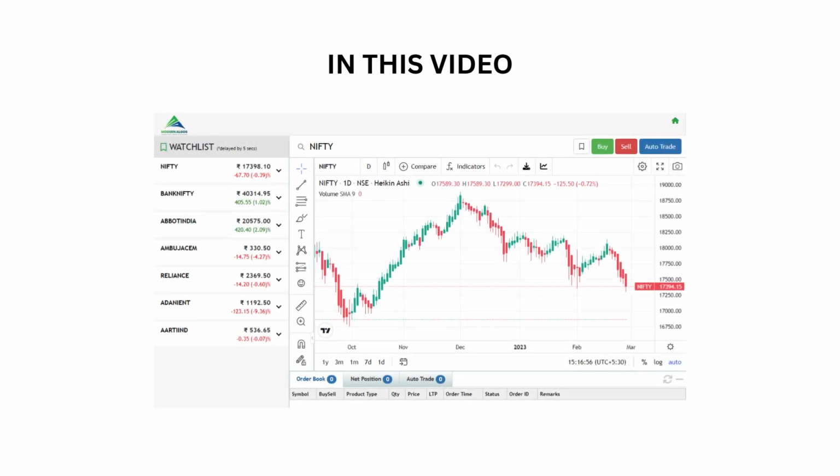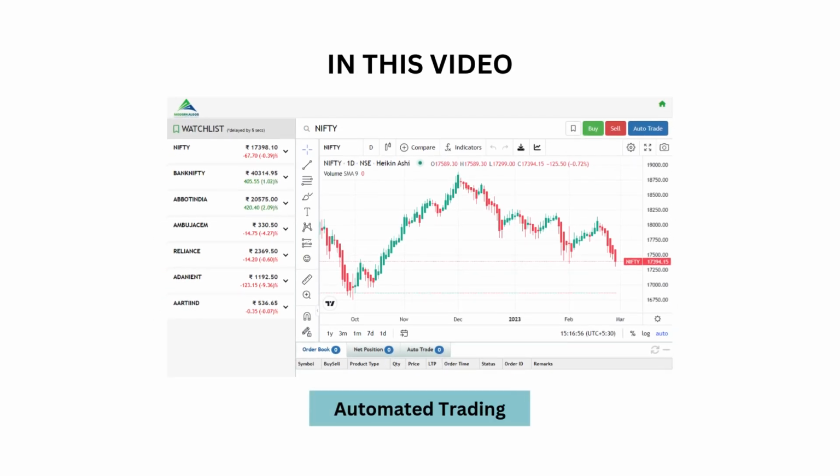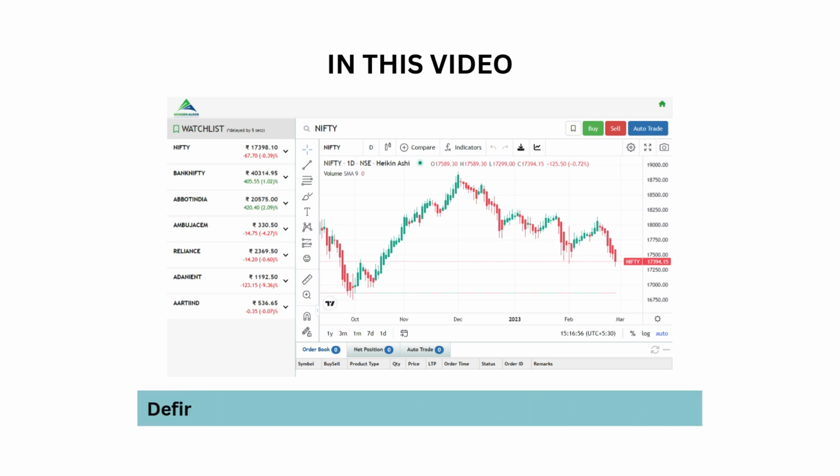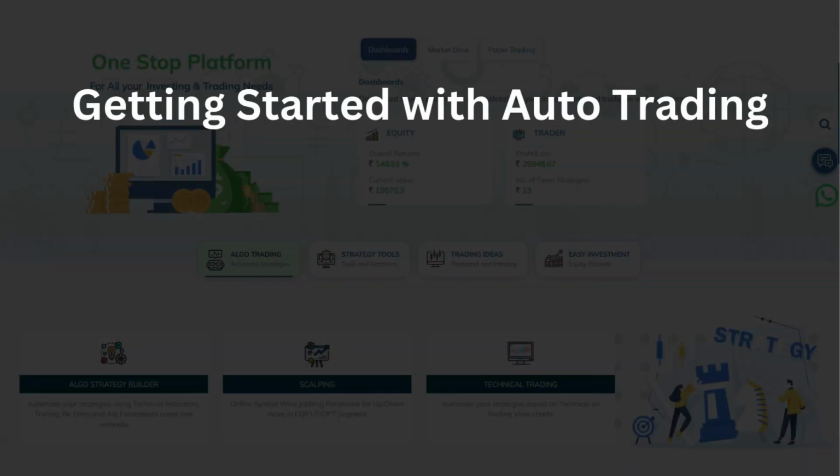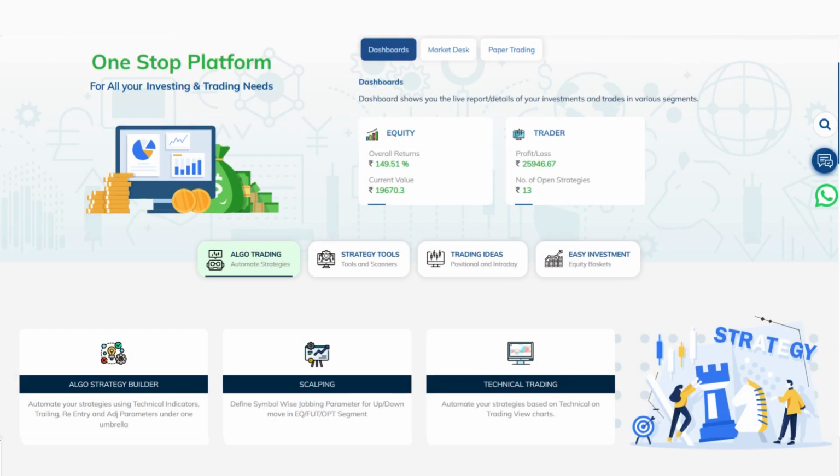Today, we are diving into the world of automated trading with a focus on understanding various approaches to defining legwise or overall target and stop loss parameters in technical trading. Let's get started. First, log into Modern Algos and access the technical trading section.